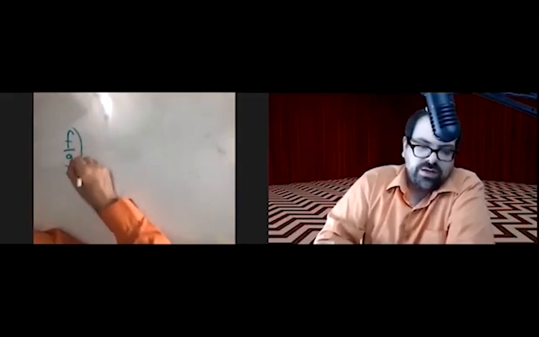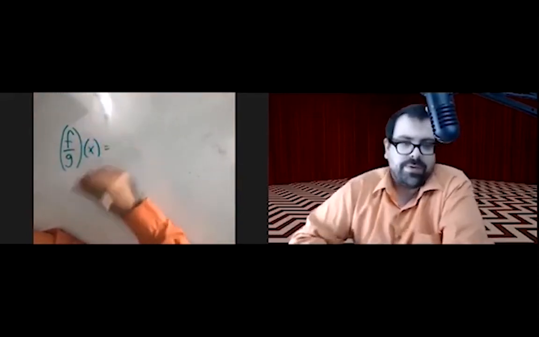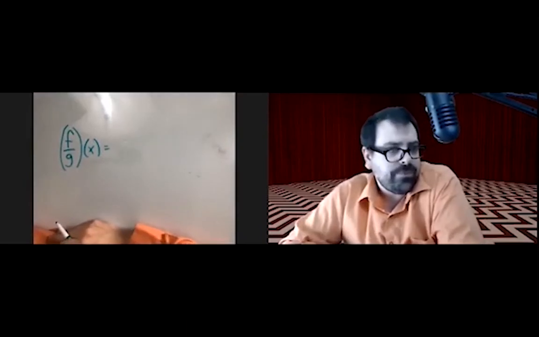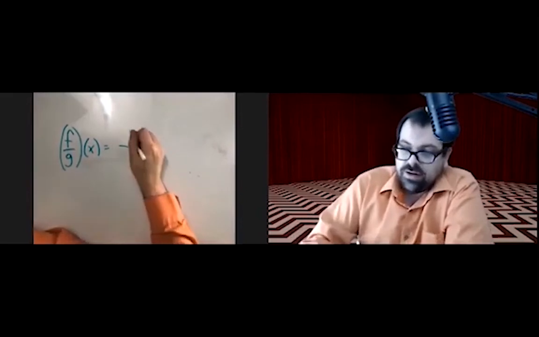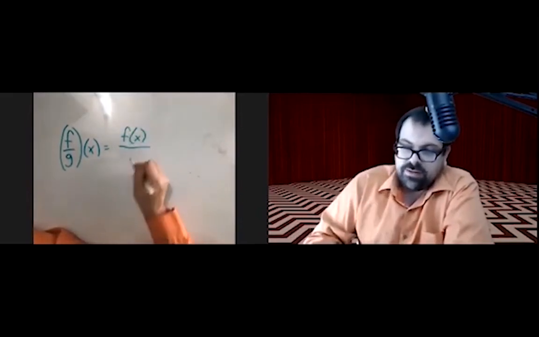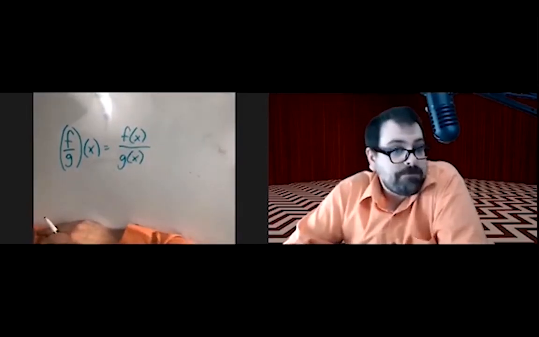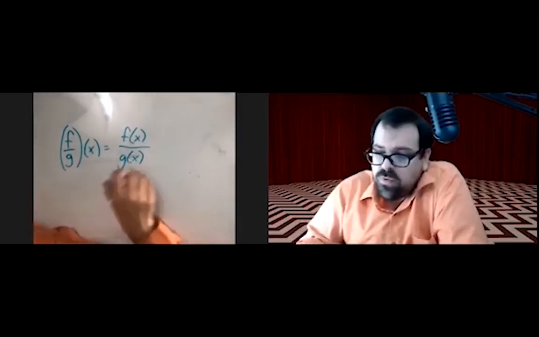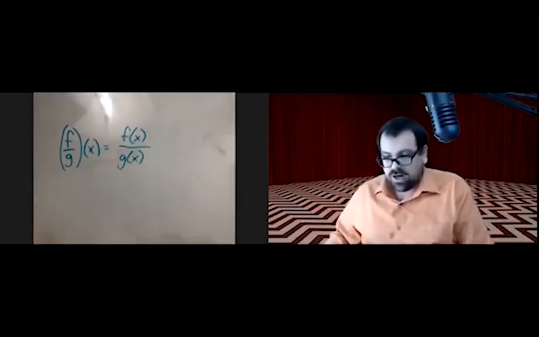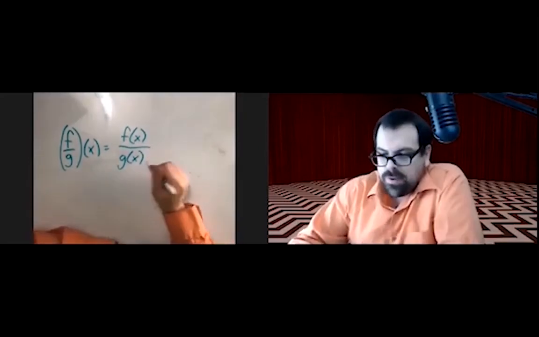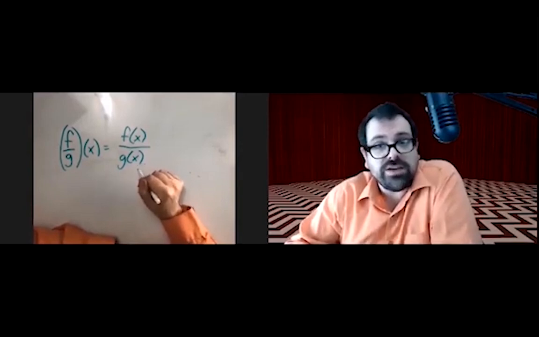F over g of x. F over g. F divided by g. F of x divided by g of x. Now, when we say f of x divided by g of x, we are making a big assumption about g of x.